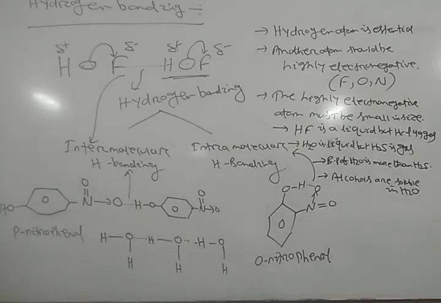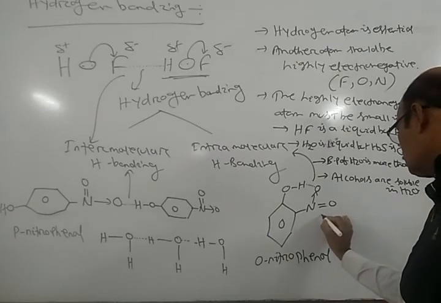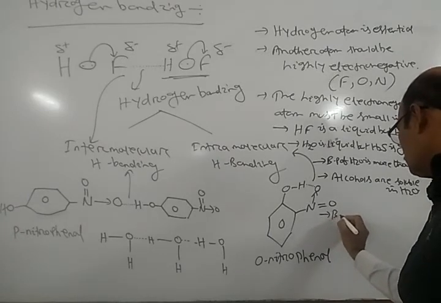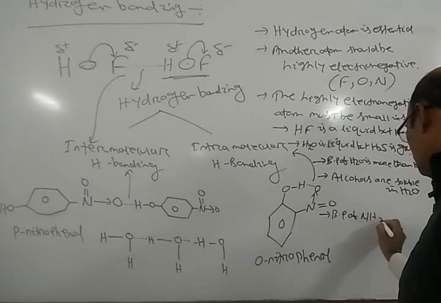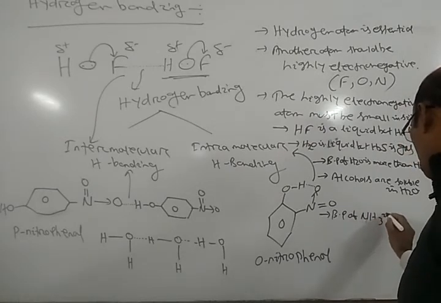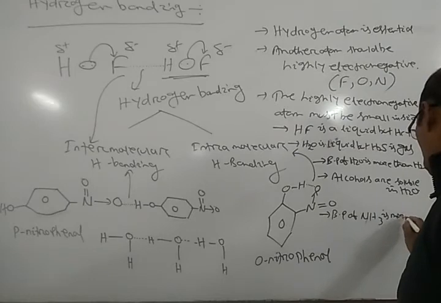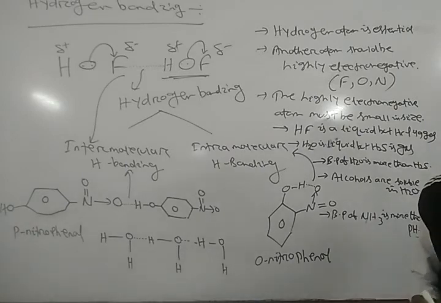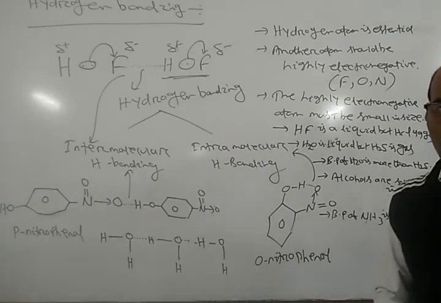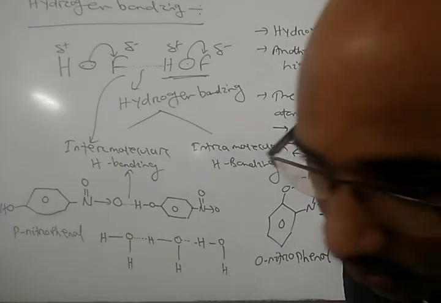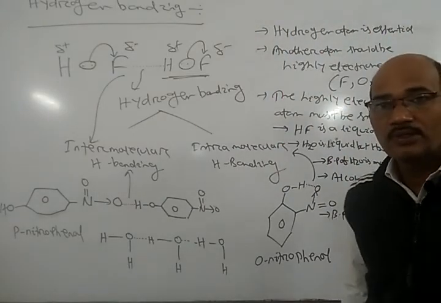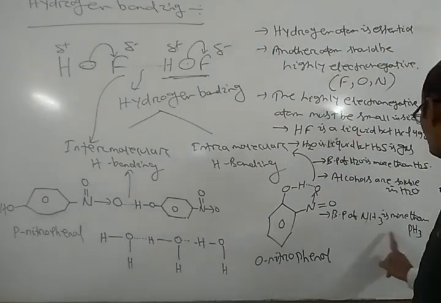Boiling point of ammonia is more than phosphine. Boiling point of ammonia is more than your phosphine. That is, NH3 is more than PH3. Why?